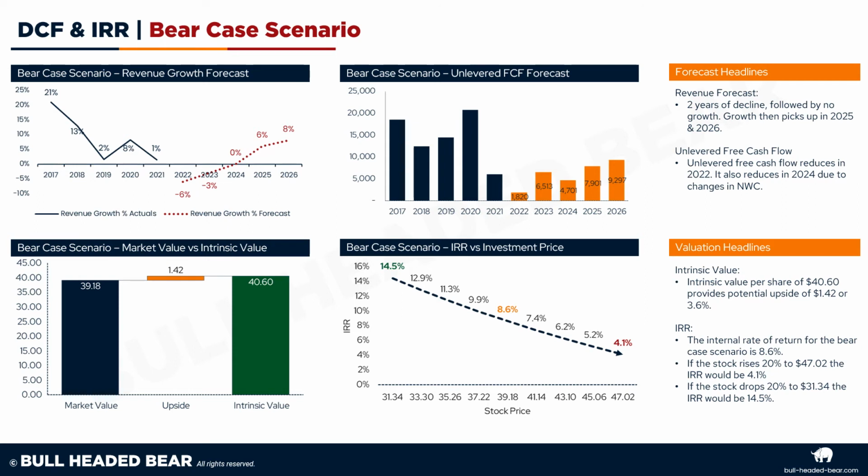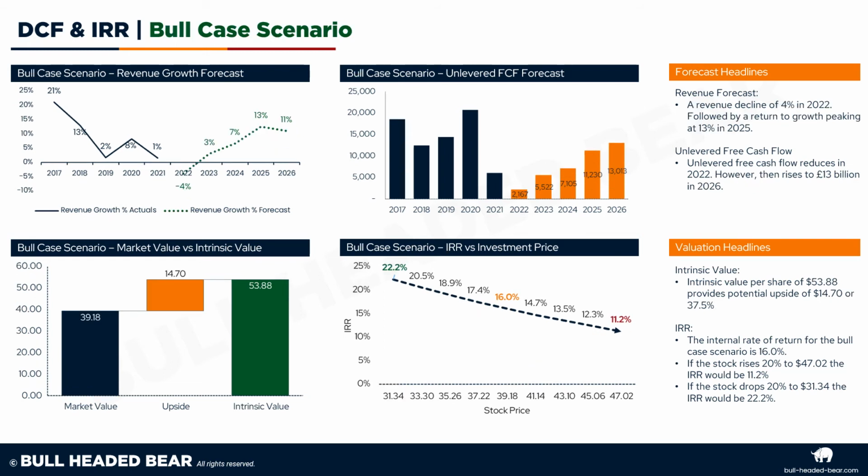For the IRR, then we've got an IRR of 8.6%, and again I've done some sensitivity around this. If the stock price increases 20%, IRR drops to 4.1%. If the stock price drops 20% to just over $31, we've got an IRR of 14.5%.